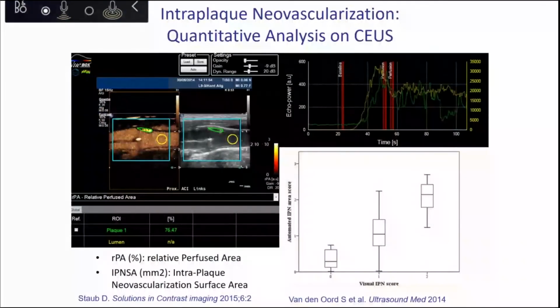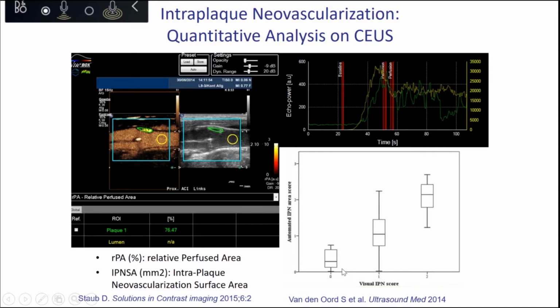But you can also use a quantitative analysis. Here is an example of the U-box, where you can use the enhancement over time. You give a bolus of the contrast agent, and you look at the enhancement within the lumen compared to the enhancement within the plaque, and you can calculate the relative perfused area within the plaque and the intraplaque neovascularization surface area.